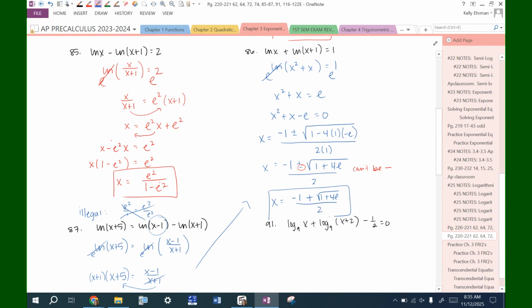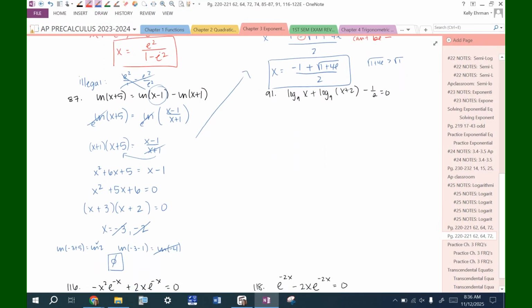So I'm not expecting you to know what decimal approximation the square root of 1 plus 4e is, but I do expect you to understand that the square root of 1 plus 4e is greater than the square root of 1, right? Because we're adding that value. So it's definitely bigger than 1. So when I add this, I do get a positive numerator.